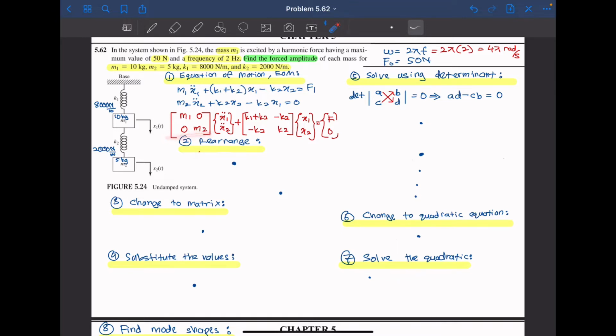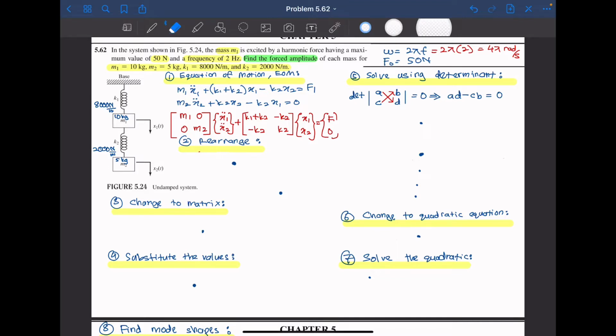So that is your mass matrix. Next, for x1, you have k1 plus k2 for the first equation and negative k2 for the second equation. This part here is for x1. For your x2, you have negative k2 and positive k2 for the first and second equations respectively. That's how we put it into a matrix form. And then after that, we are going to change it into a matrix.